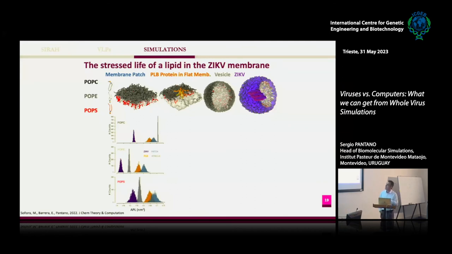And what you see, if you analyze the areas per lipid, so the space that the lipids occupy on the surface of the membrane, is that in the membrane patch, the flat membrane, the areas per lipid of the three components of the membrane are always on the right side of the axis, which means that they have a higher area per lipid. So the lipids in the flat membrane are more relaxed and can move and occupy more space in the membrane. Then if you progressively go through the systems, you go to the purple values, which means that the virus generates a compression on the membrane, which is huge, and I will show you in a moment.